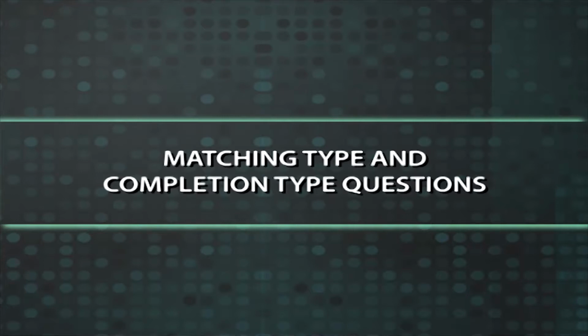Statement C uses a different format, that is fact versus opinion. Here, students can mark it either as fact or as opinion even though the statement is not attributed to any source. Matching type and completion type questions.